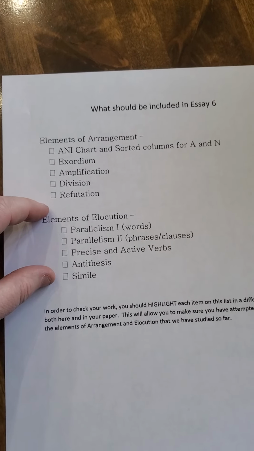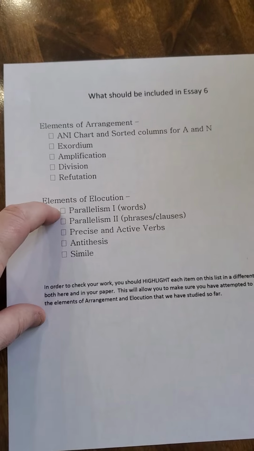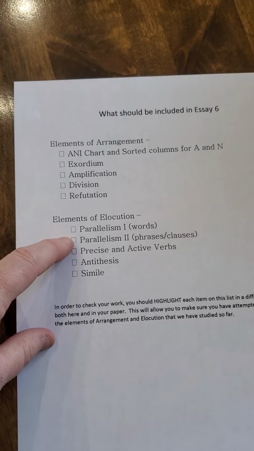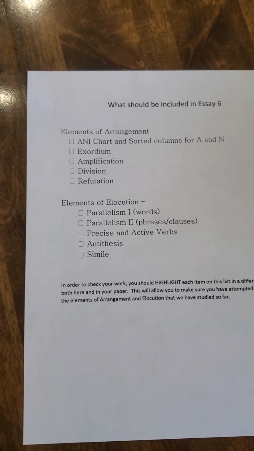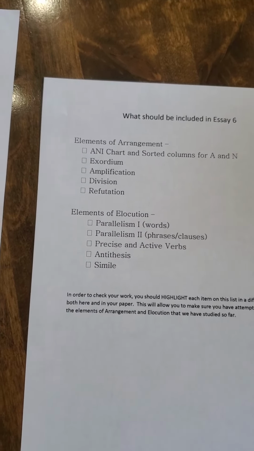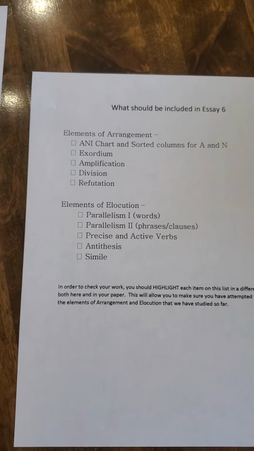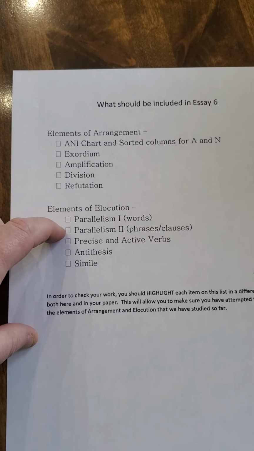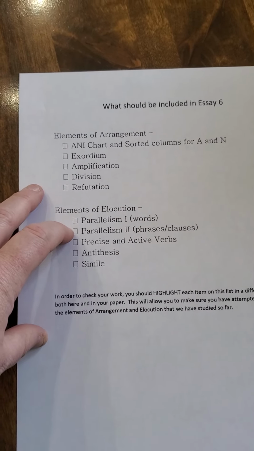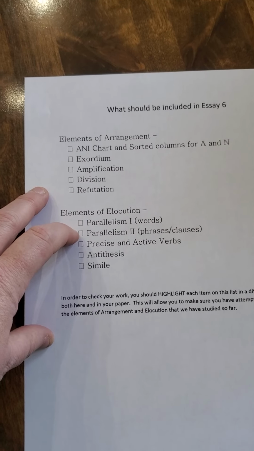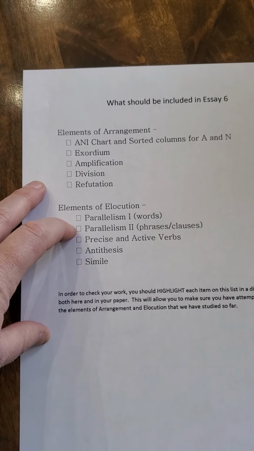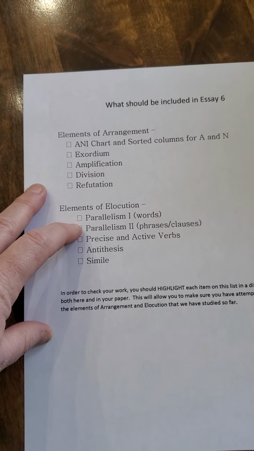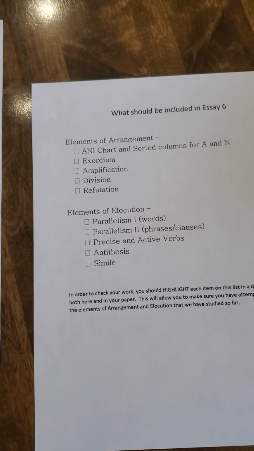In the elements of elocution, they need to have parallelism 1. This is of words. Parallelism 2, words or phrases and clauses. Don't forget, if they think they have a parallel phrase or clauses, have them write them one on top of the other and see, is it the same parts of speech? Because what we're really doing here is parallelism of grammar. So they want to make sure that if it's a subject, verb, direct object, that it's subject, verb, direct object, subject, verb, direct object, subject, verb, direct object. If it's an ly adverb and a verb, then make sure it's ly adverb, verb, ly adverb, verb.